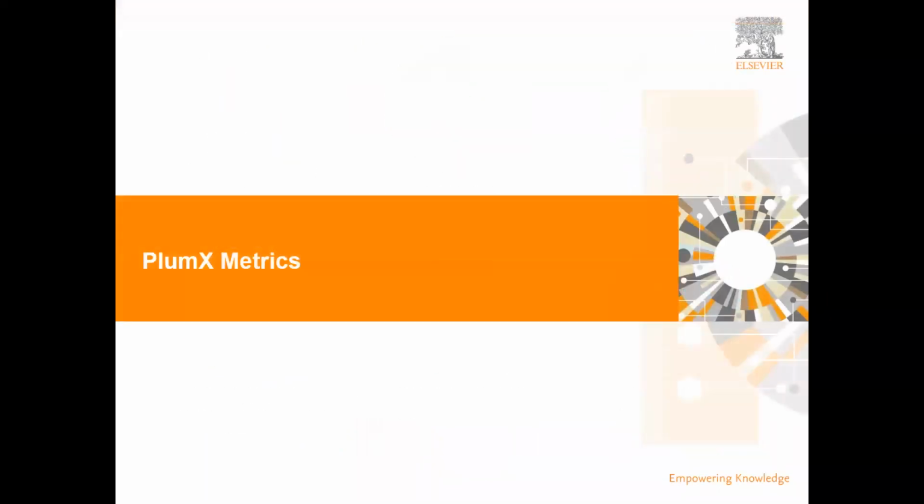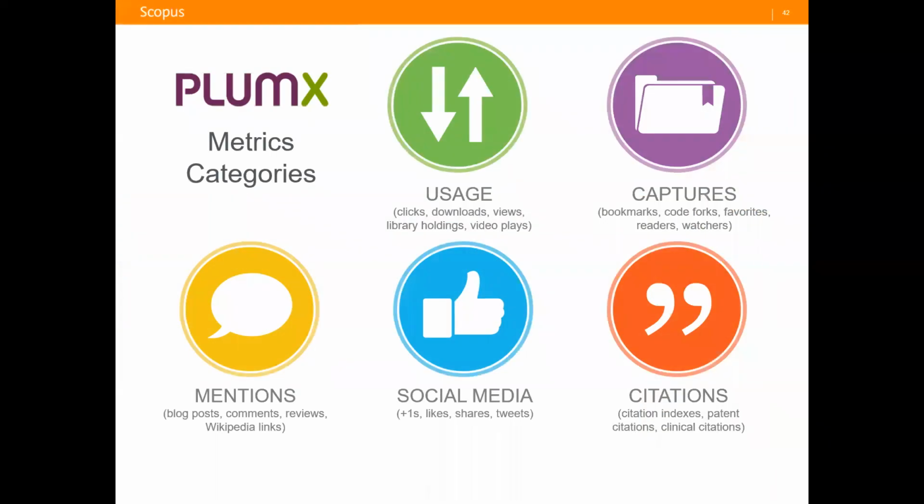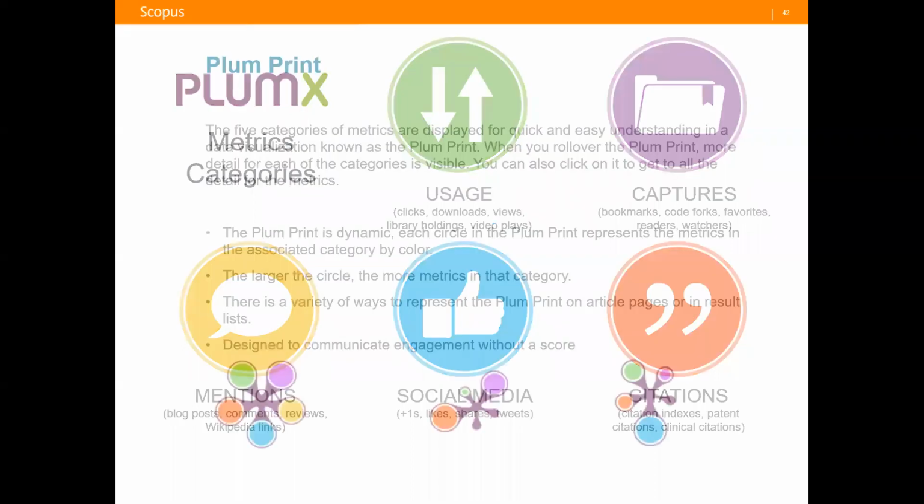Another thing that I wanted to share with you is what we call PlumX Metrics. And this is also a very new tool. Within the PlumX Metrics, you can see that it's broken down into five major categories: usage, captures, mentions, social media, and citations. So remember these five colors, right? Green is usage, purple is captures, yellow is mentions, blue is social media, and citations.